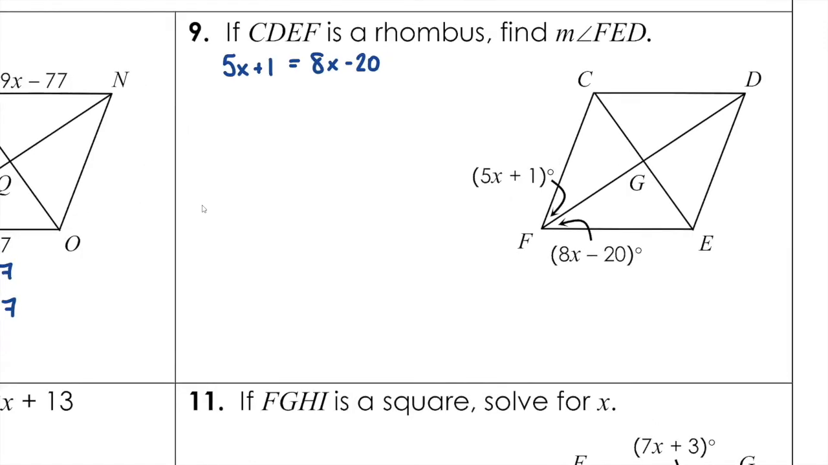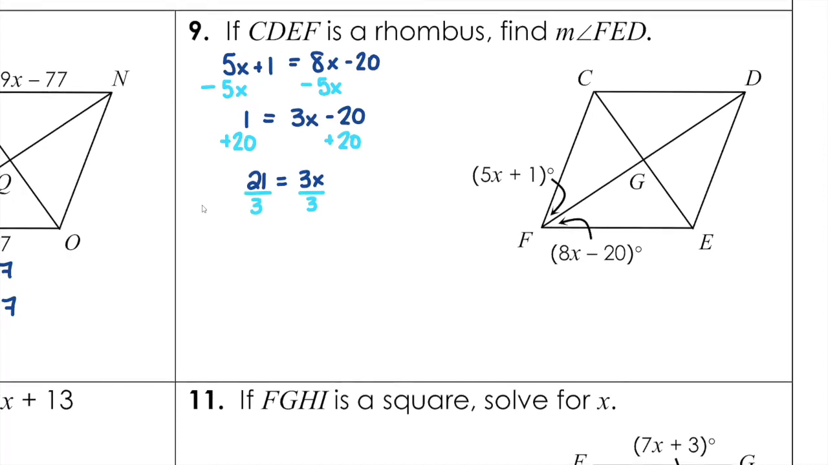So we subtract 5x from both sides. Then we got 3x minus 20 equals 1. We can go ahead and add that 20 to both sides. So 21 equals 3x. Divide both sides by 3. X equals 7.